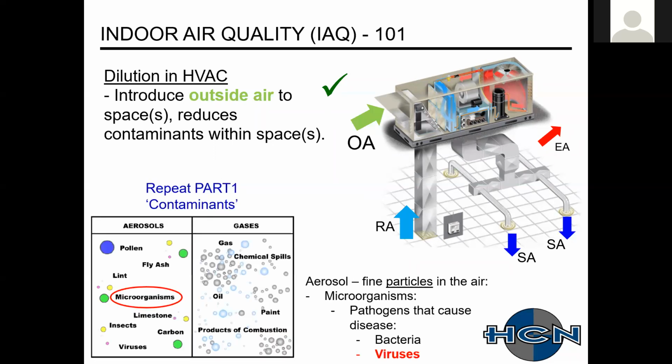All right. So repeating from part one, there are contaminants in the air that we breathe. There's two broad categories. There's aerosols and gases.